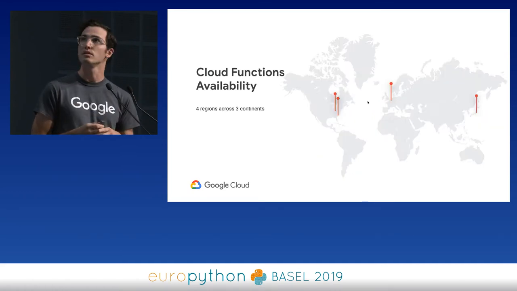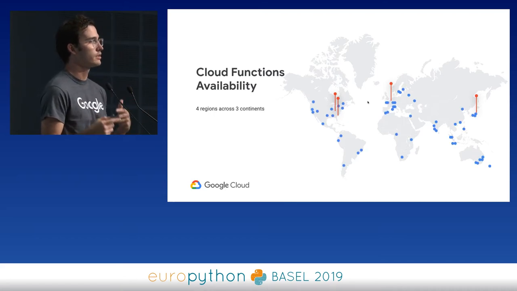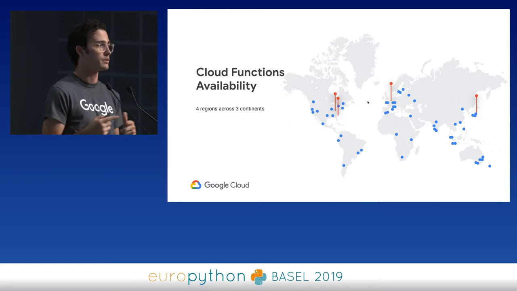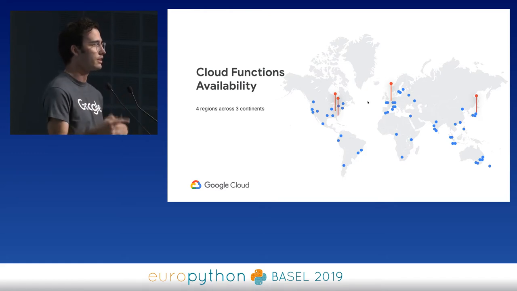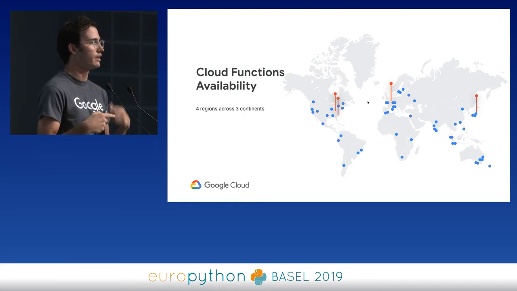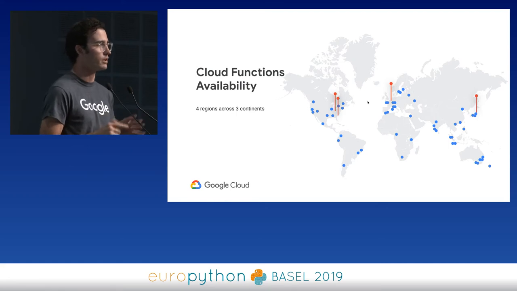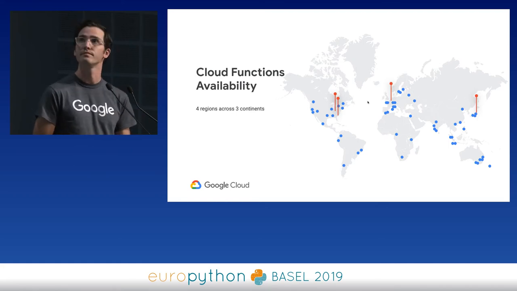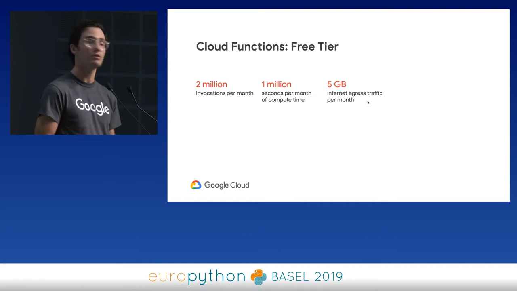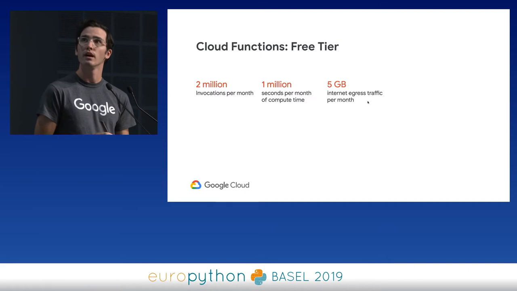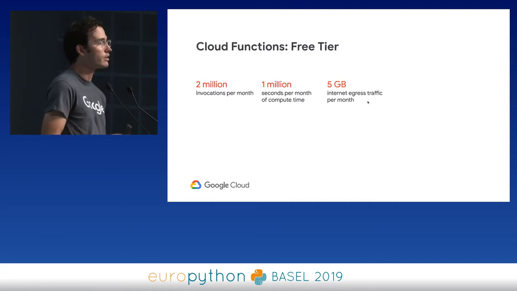Cloud Functions are also around the world. And the thing I like to say about the availability zones is that even though you can only launch in certain zones, if you're interested in latency, when you hit a Cloud Function you're actually getting on the Google network as quickly as you can and traveling internally. So the zones are not quite as important if you're concerned with latency. Cloud Functions has a free tier, which is awesome. You get 2 million function invocations per month, 1 million seconds per month of compute time, and up to 5 gigabytes of egress traffic.